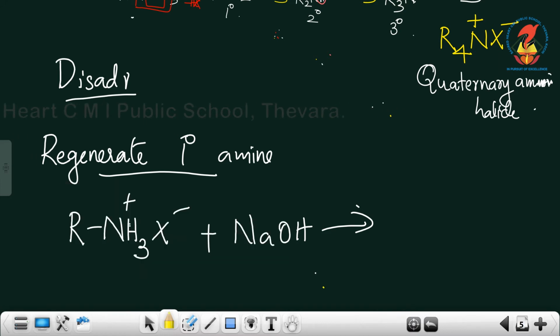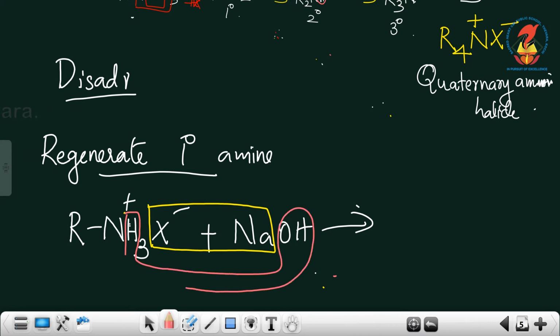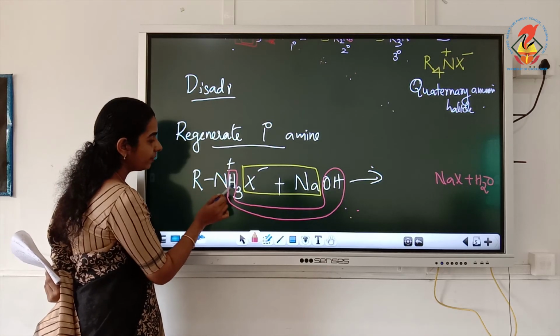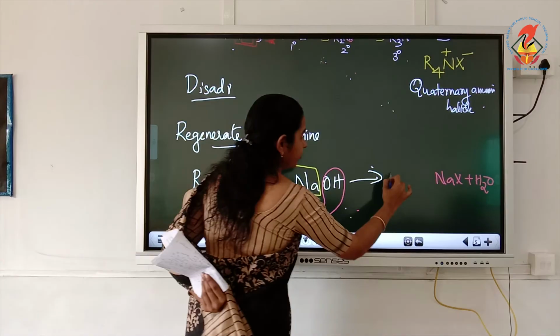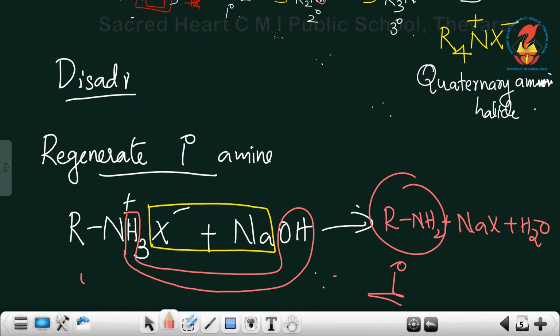From this, it will be eliminating NaX and one water molecule: one hydrogen from here, one OH from here. So one NaX will go, one water will go. Now remaining what we have are NH3 will become NH2. And we will be getting the primary amines back.